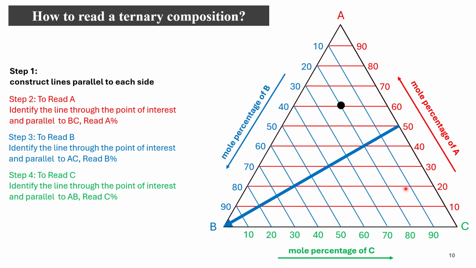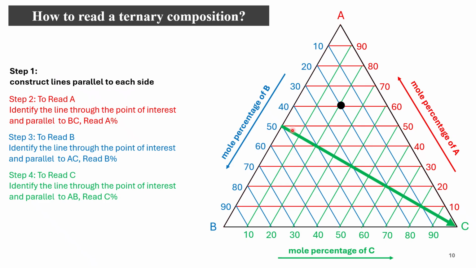So when you draw lines parallel to AC, you can see that when you are moving from the AC midpoint to B, the parallel line length of blue is actually decreasing, but the percentage of B actually increases. You can read the B concentration from this axis. Similar is the case for C. When you are moving from AB midpoint to C, you can see that the C green line length is actually decreasing, but the concentration is actually increasing. Right? With this, we concluded step 1, and you can see nice intersecting points are coming.